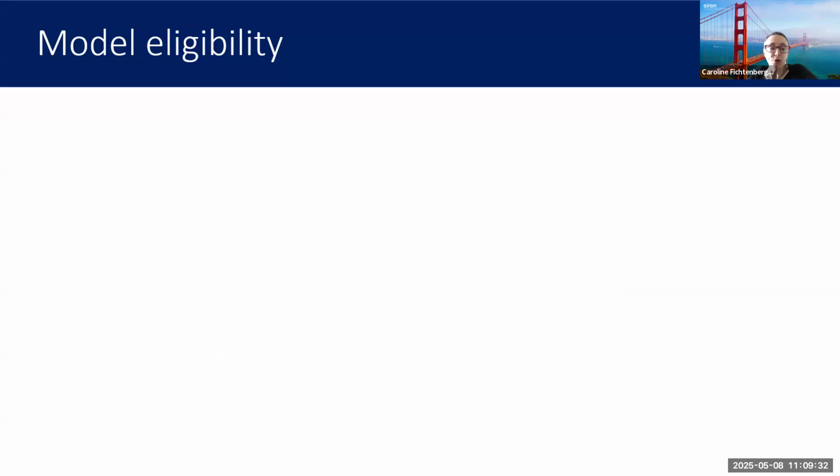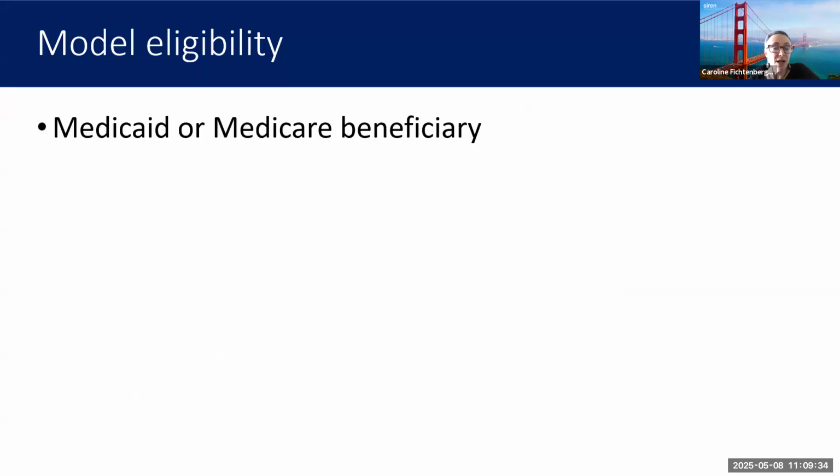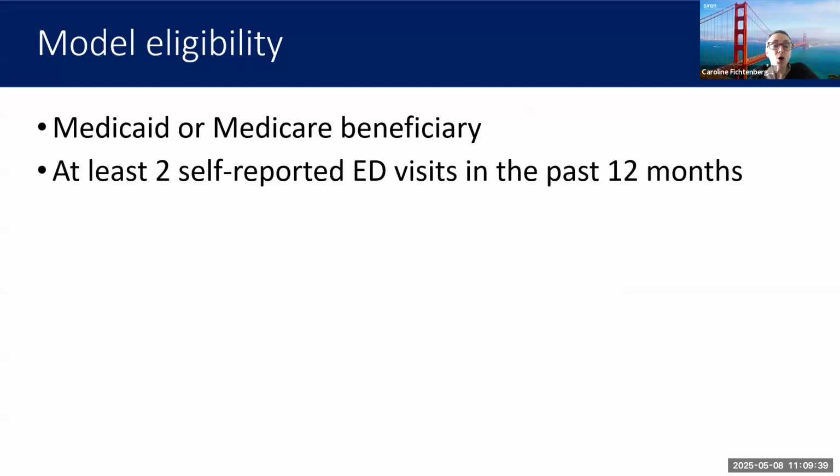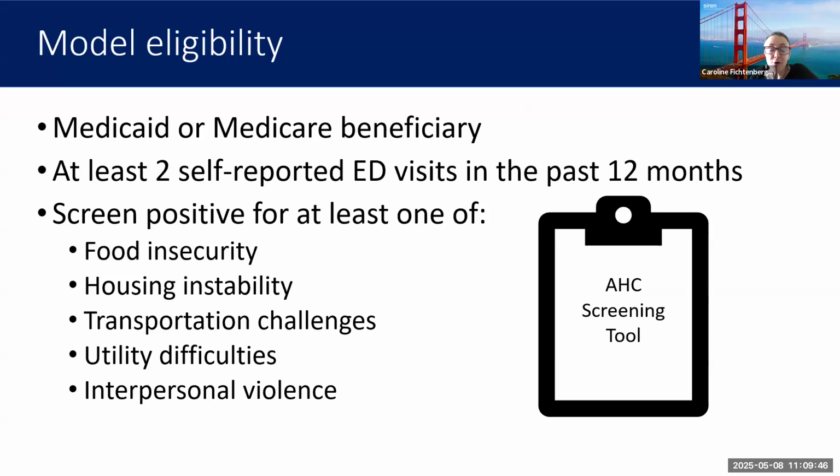So who was eligible to receive this intervention? There were Medicaid or Medicare beneficiaries in those geographies who self-reported at least 2 emergency department visits in the past 12 months, and who screened positive for at least one of food insecurity, housing instability, transportation challenges, utility difficulties, or interpersonal violence. And all of the sites used the same screening tool, which is called the AHC screening tool that many of you have probably heard of, and it's still in use in many places across the country.